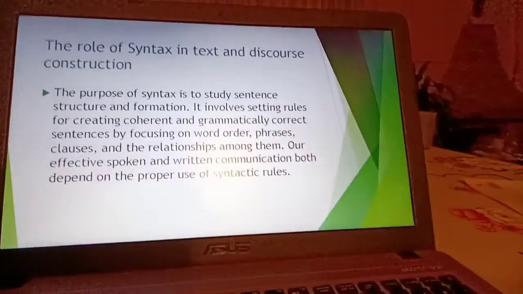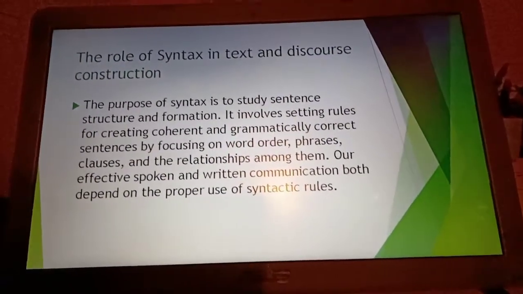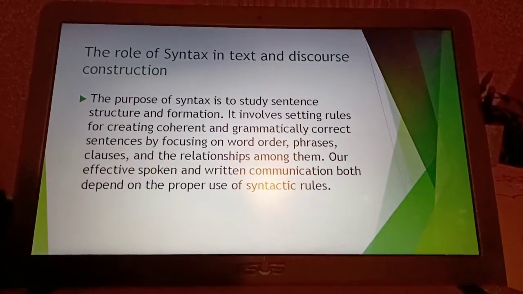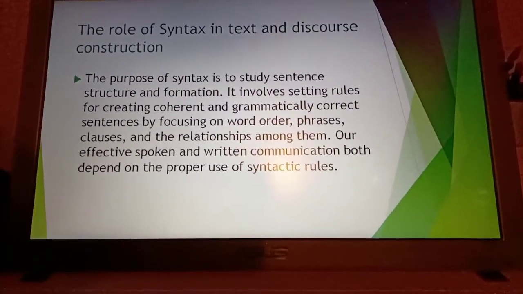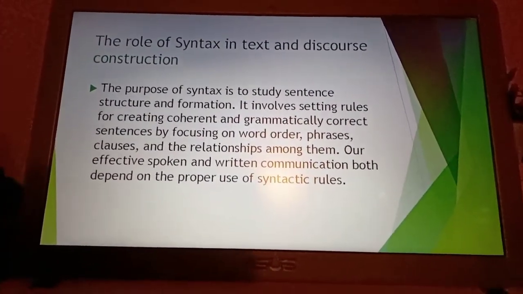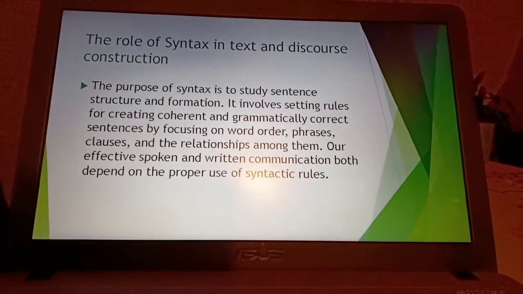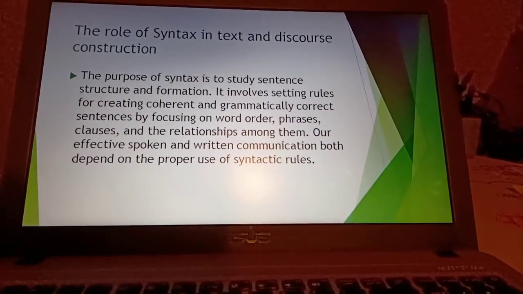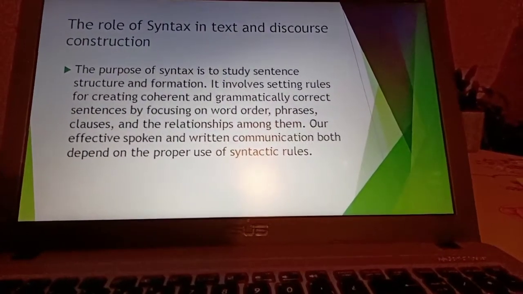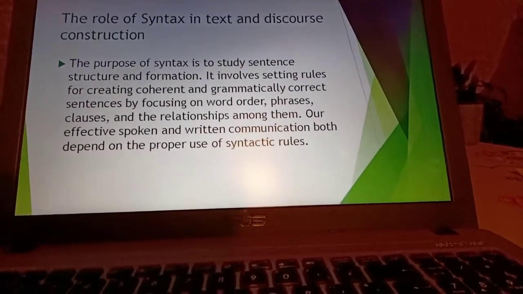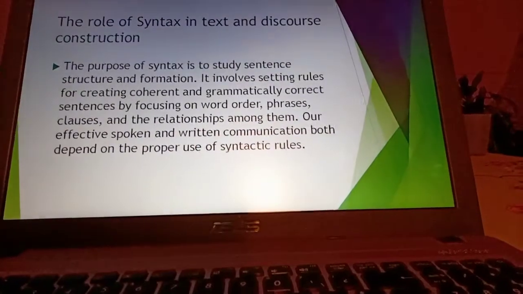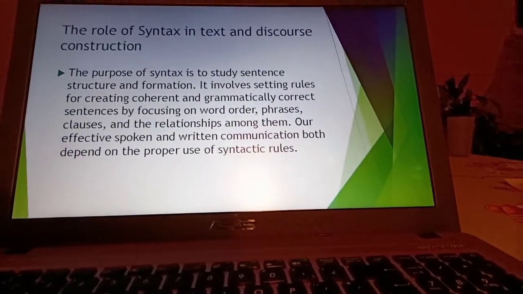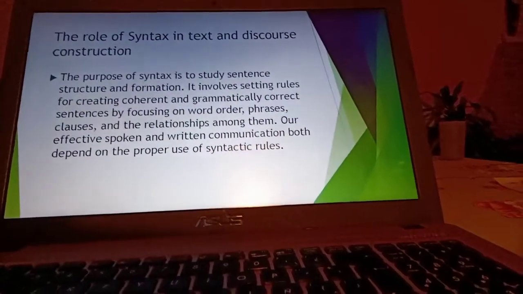As you can see in this presentation, I defined the role of syntax in text and discourse construction. Let's see what it says. The purpose of syntax is to study sentence structure and formation. It involves setting rules for creating coherent and grammatically correct sentences by focusing on word order, phrases, clauses, and the relationships among them, for effective spoken and written communication. Both depend on the proper use of syntactic rules.